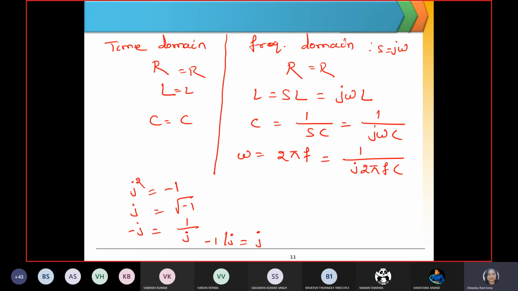Okay, so this thing you remember. Now what will be the value of 1 by j omega C? That can be replaced as 1 by j is which value, guys? 1 by j is minus j, right? So that can be represented as minus j XC, because 1 by omega C is nothing but XC. Okay, so the same thing you just remember.